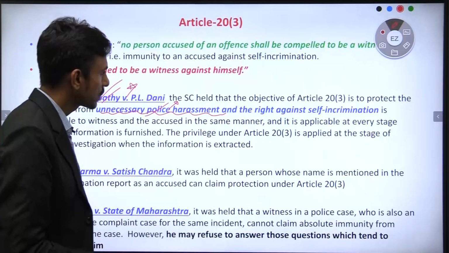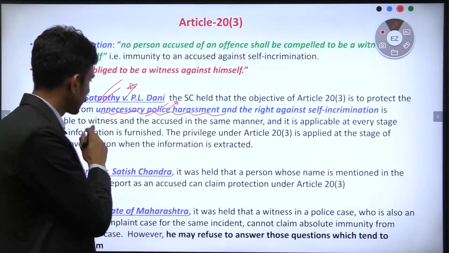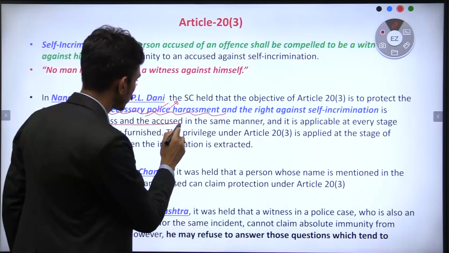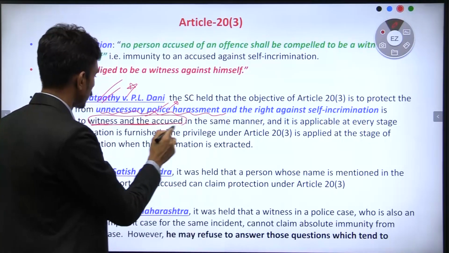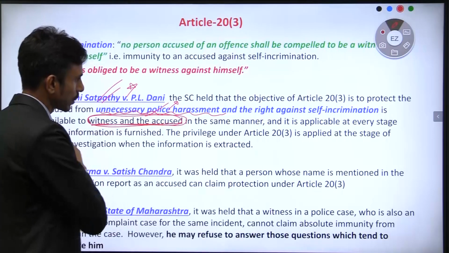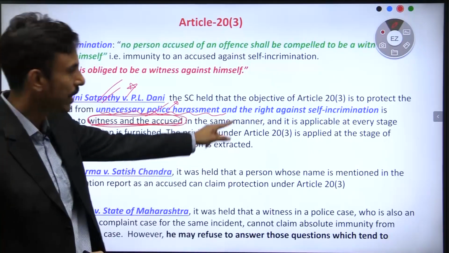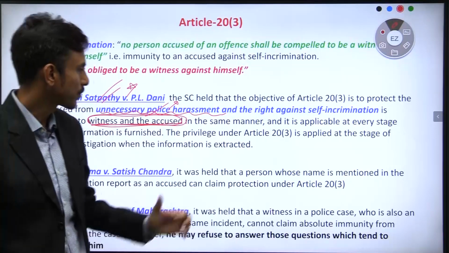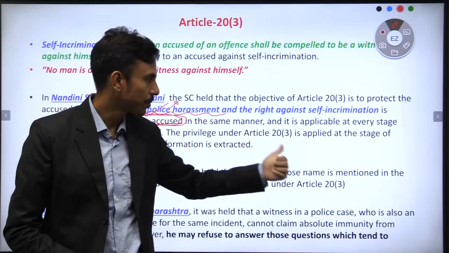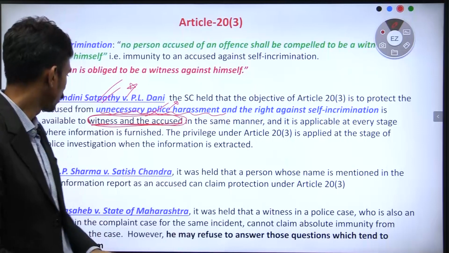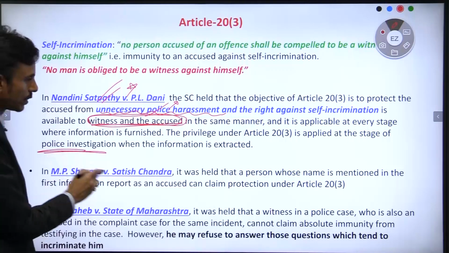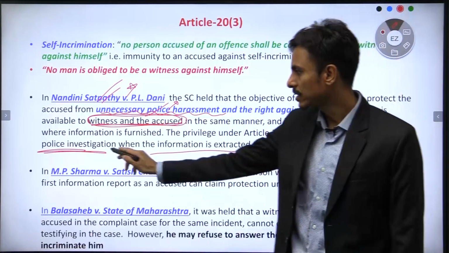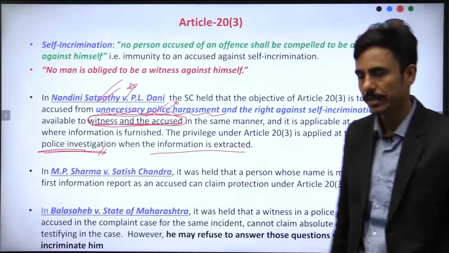And the right against self-incrimination is available to the witness and the accused in the same manner, right? So in this sense, it is available to both the witness and the accused, and it is applicable at every stage where information is furnished, right? Guys, the privilege under Article 20 Clause 3 is applied at the stage of police investigation when the information is extracted, right? So it is applied at the stage of police investigation, right?